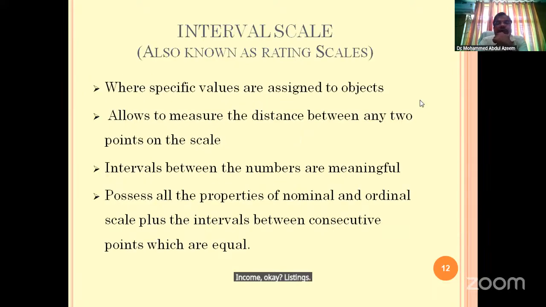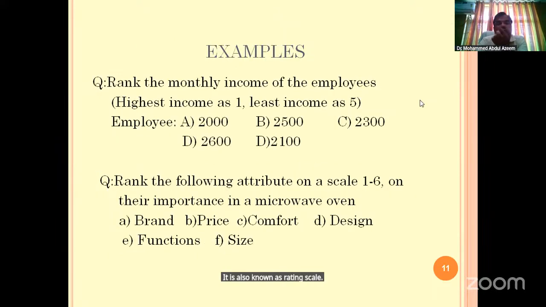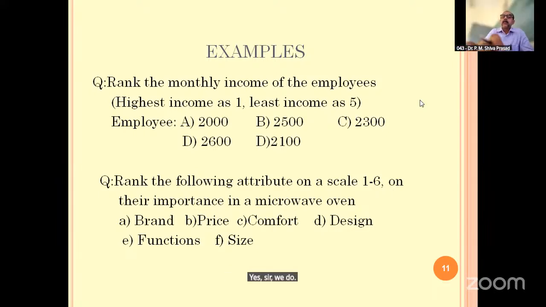Then the third type of scale we use is interval scale. It is also known as rating scale. Do we use this kind of questions in our primary data questionnaire? Yes, sir. We use this.